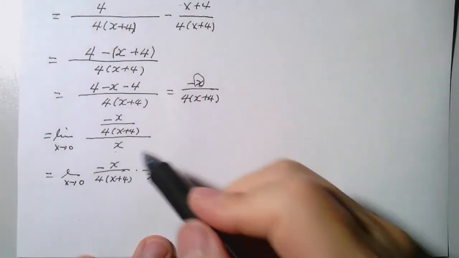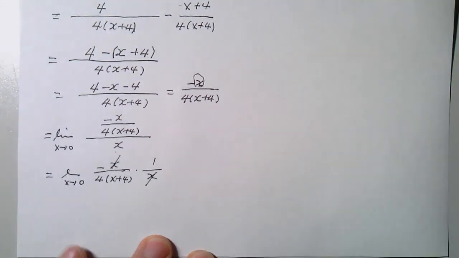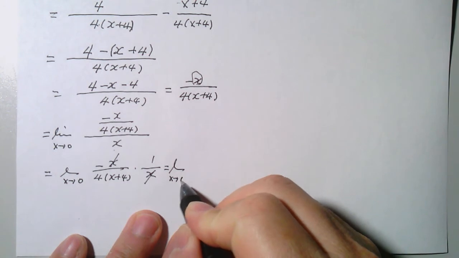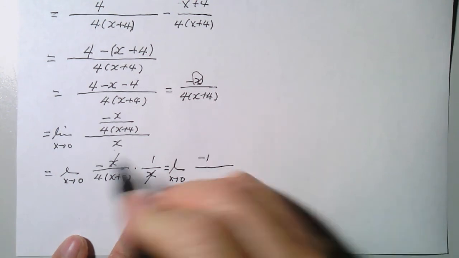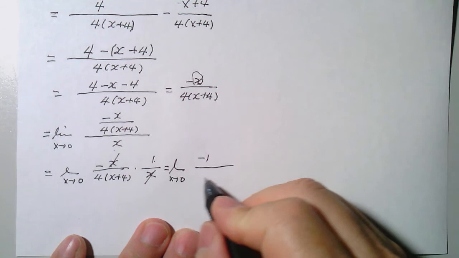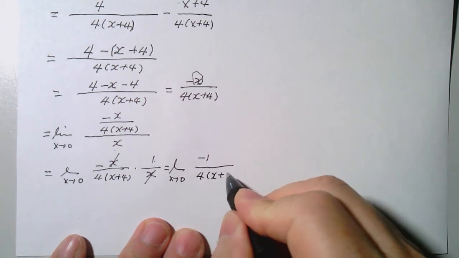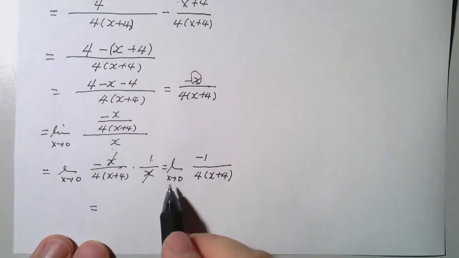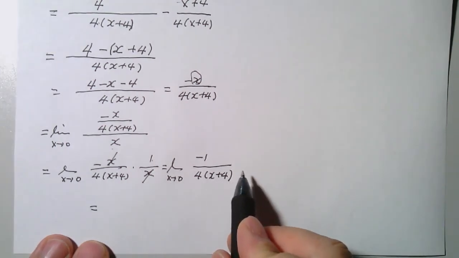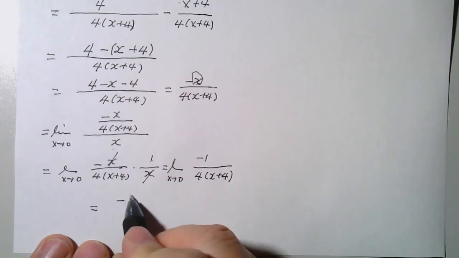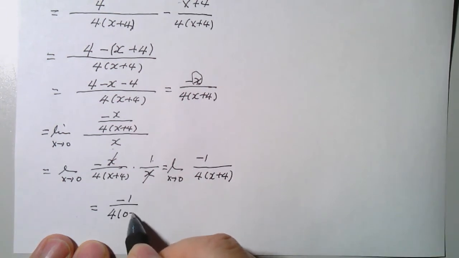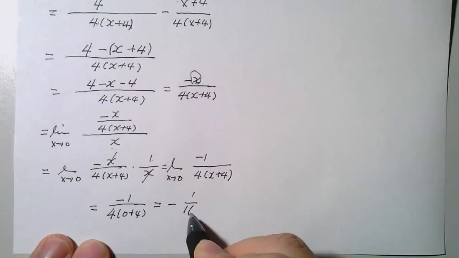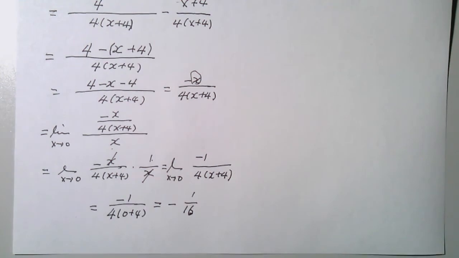So now this x and this x reduced. It turns out you have the limit as x goes to 0 of -1 over 4 times x plus 4. So now you see here, if I do substitution, everything's fine. You're going to have -1 over 4 times 0 plus 4, which gives us -1/16. Okay, so that's how we do it.